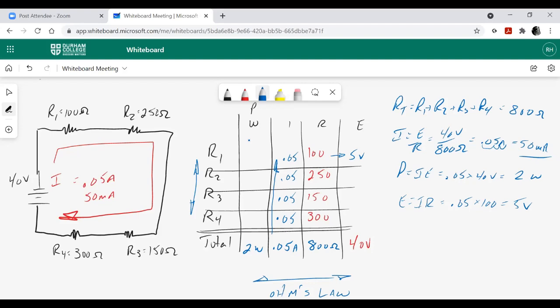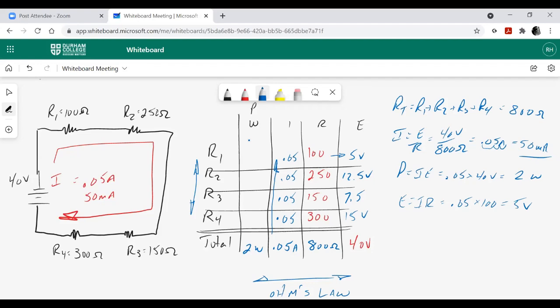And I'm going to do that for all of them. 0.05 times 250 gives me 12.5 volts. 0.05 times 150 gives me 7.5 volts. And we said the 300 ohm resistor, the voltage drop is going to be 3 times what it was at the 100 ohm resistor. So it should be 15 volts. If you don't believe me, do this. 0.05 times 300.